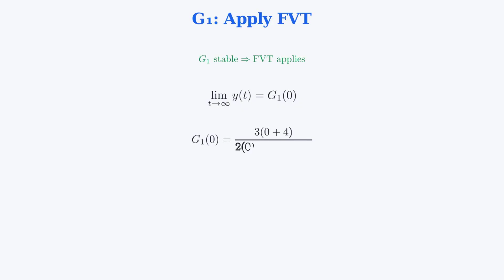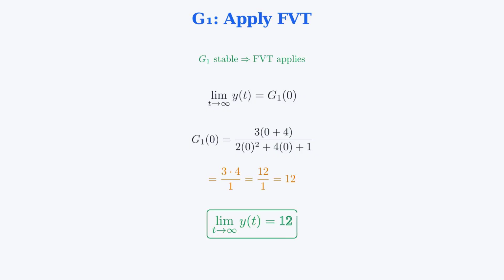Now apply the final value theorem to g1. Since g1 is stable, the theorem holds. Y of infinity equals g1 of 0. Plug in s equals 0. The numerator becomes 3 times 0 plus 4, which is 3 times 4, which is 12. The denominator becomes 2 times 0 squared plus 4 times 0 plus 1, which reduces to just 1. So y of infinity equals 12 divided by 1, which equals 12. That is our answer for g1.